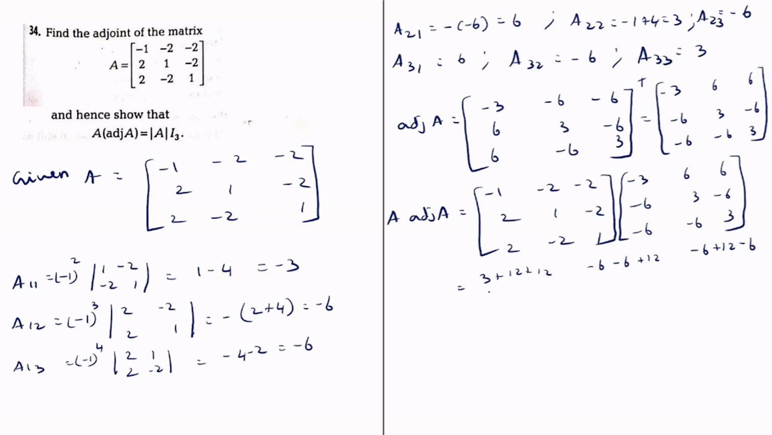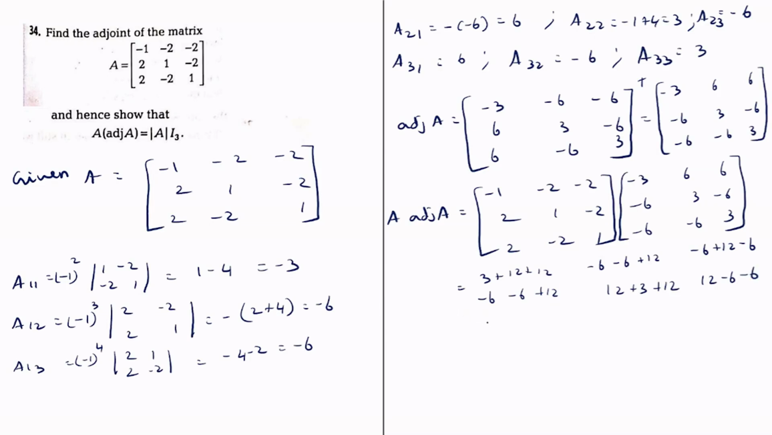Then second row, first column, minus 6 plus 12. Second row, second column, 12 plus 3 plus 12. Then second row, third column, 12 minus 6.